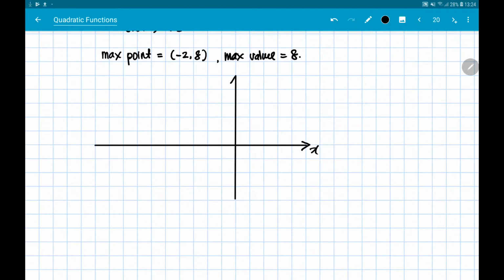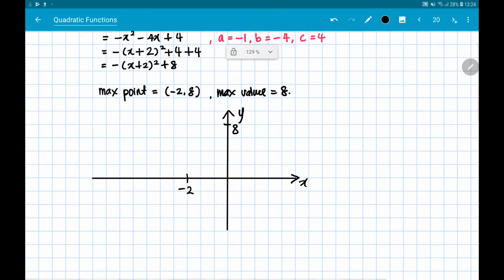Okay, so what do I know? I do know that since the x number here is negative 2, negative 2 should be somewhere here. Okay, this is negative 2. The y number is 8, that means it should be higher up here. So say somewhere here is the number 8. Okay, now since it is a maximum, I know that the graph should be shaped this way. This is the shape of the maximum graph for the quadratic.